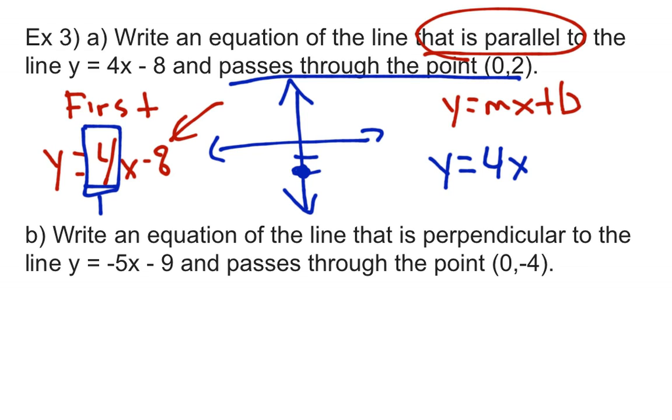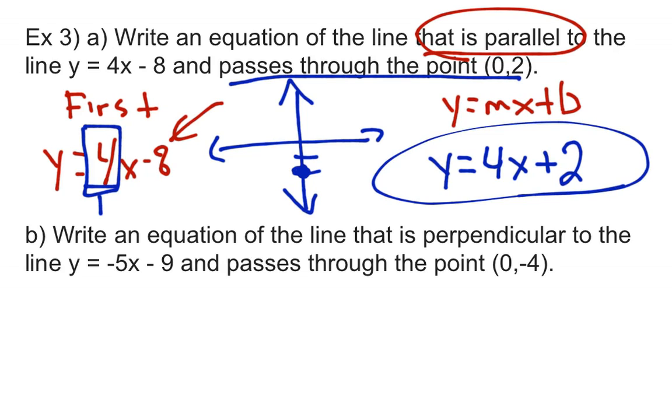Well, that's our y-intercept. So anytime you get that point that says (0, 2), we know our new line is going to go through that point. They're simply telling us what that y-intercept is because that's where our line will cross the y-axis. So their line was y equals 4x minus 8. Our new line that's parallel to it is going to be y equals 4x plus 2.